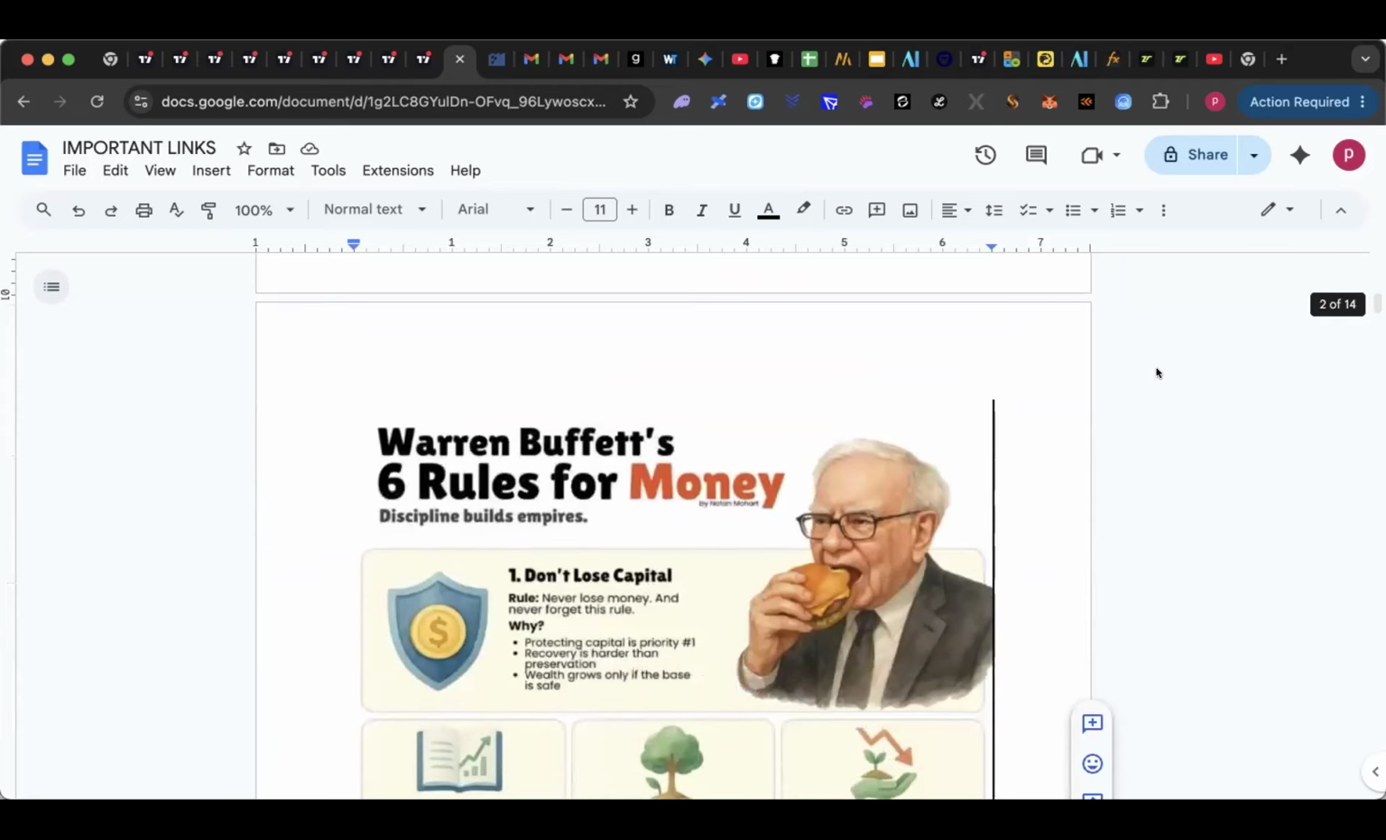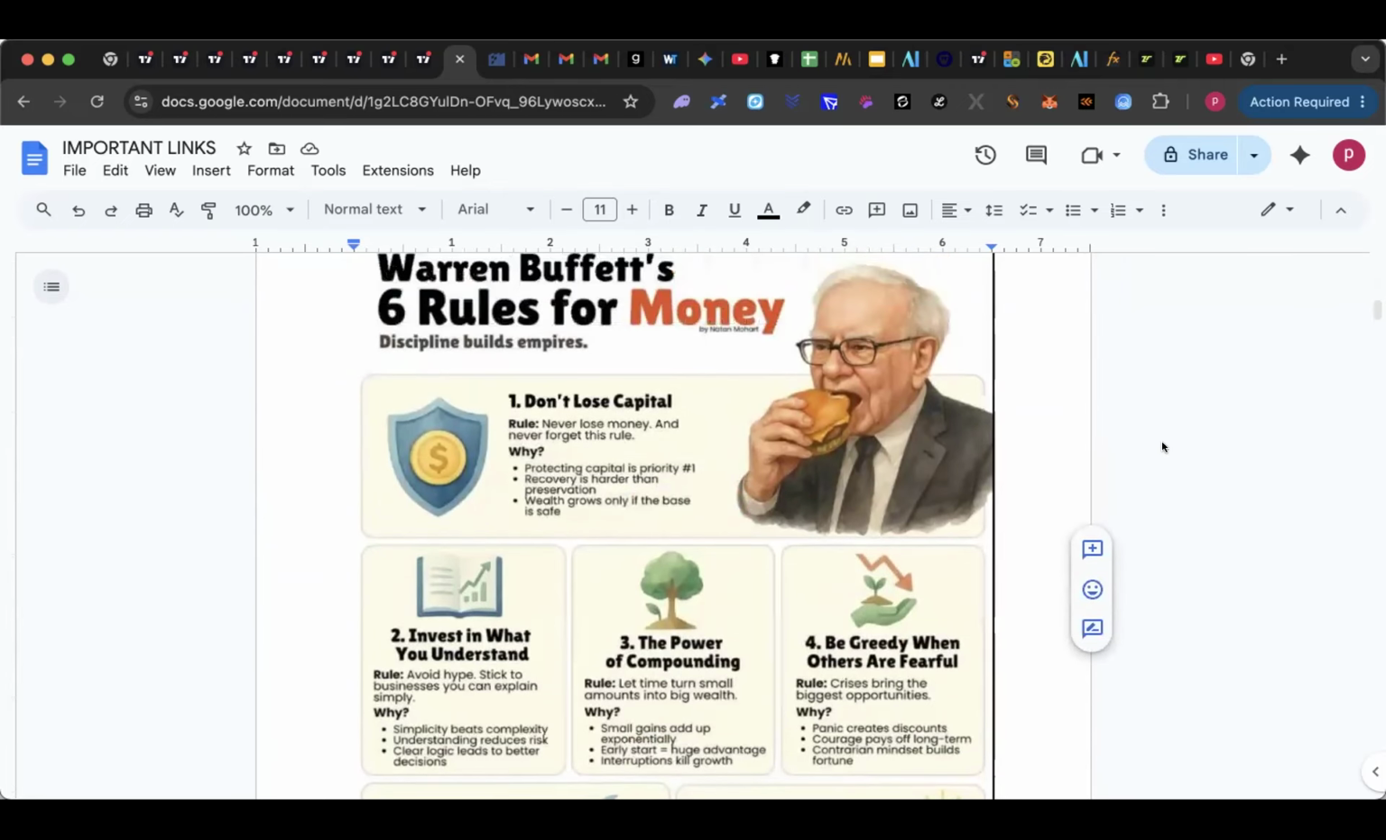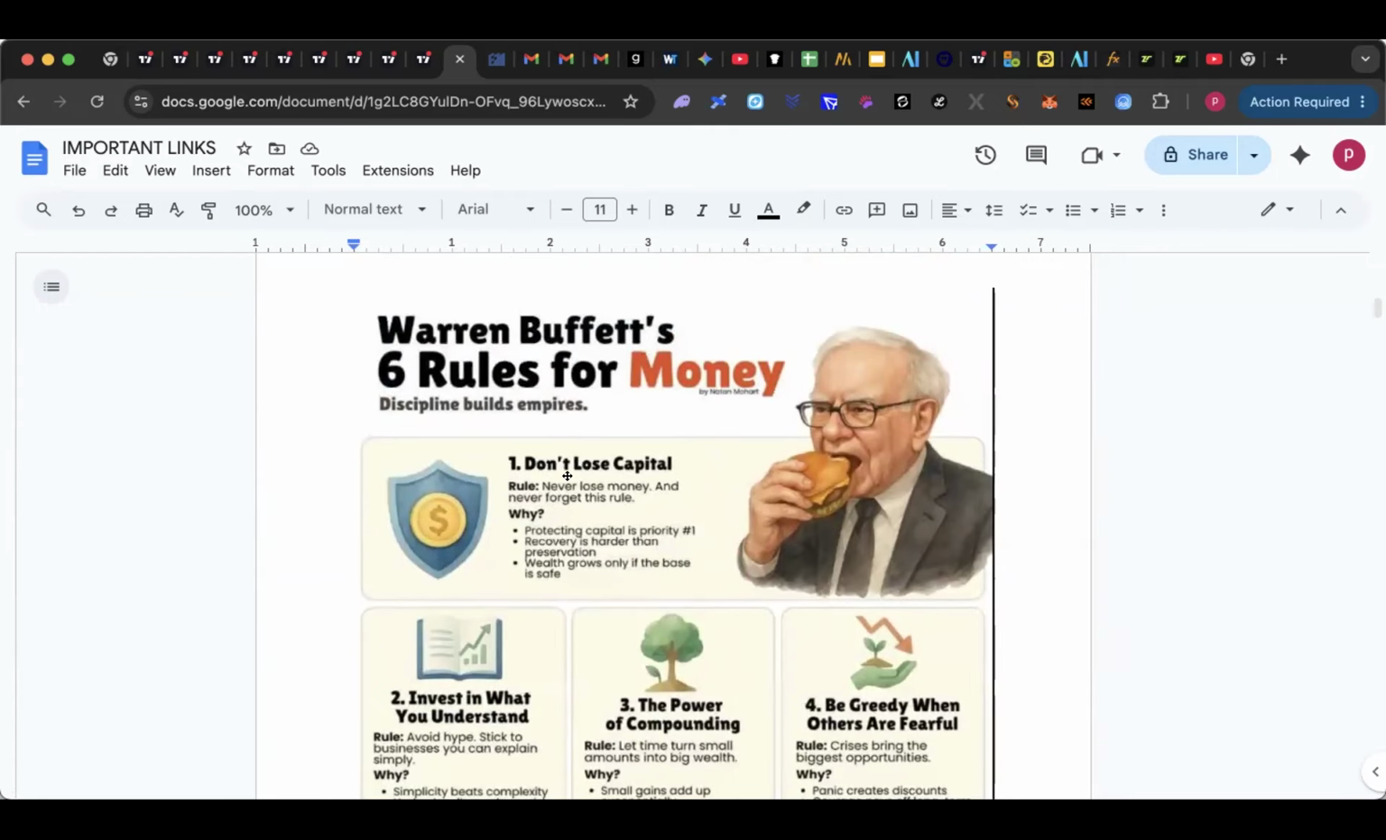So why do we get crazy about that? We got crazy about what this man says about the rules for money. He said, first, don't lose your capital. That means protect capital.